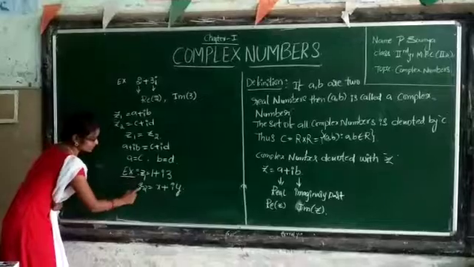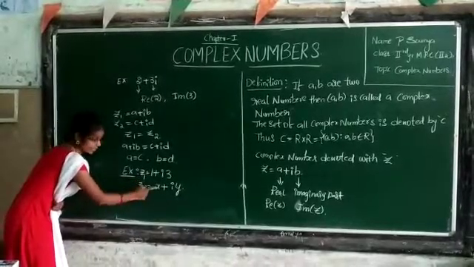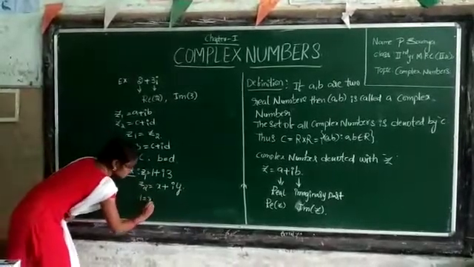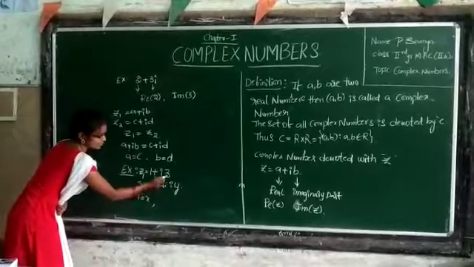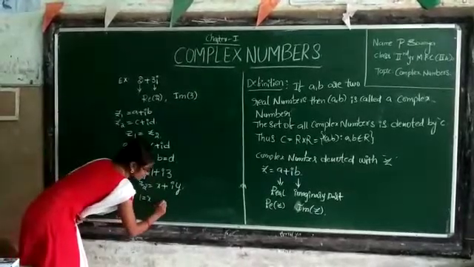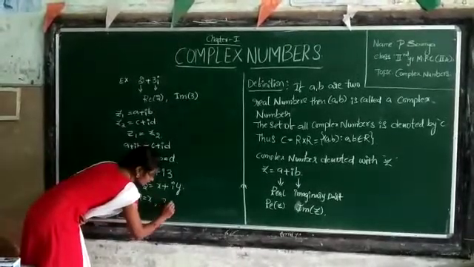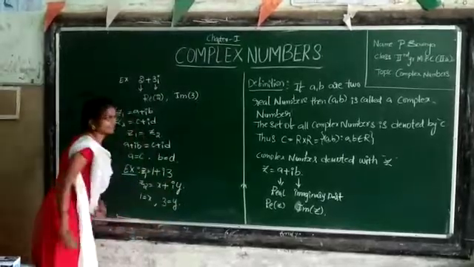I am equating these two. What will we get? 1 is equal to x, and here y is equal to how much? y is equal to 3. Otherwise, you can also write 3 is equal to y.